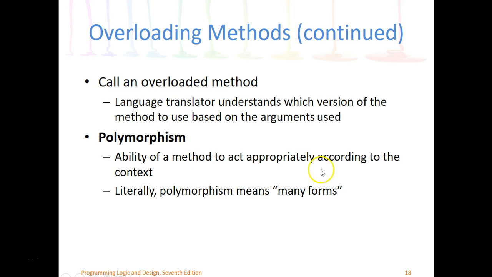So when it knows what to do based on what you have sent it, what kind of object you're working with, then that's what we call polymorphism. And so you might have a move method in one of your programs for different objects, and depending on which object you call, the move method might behave differently.